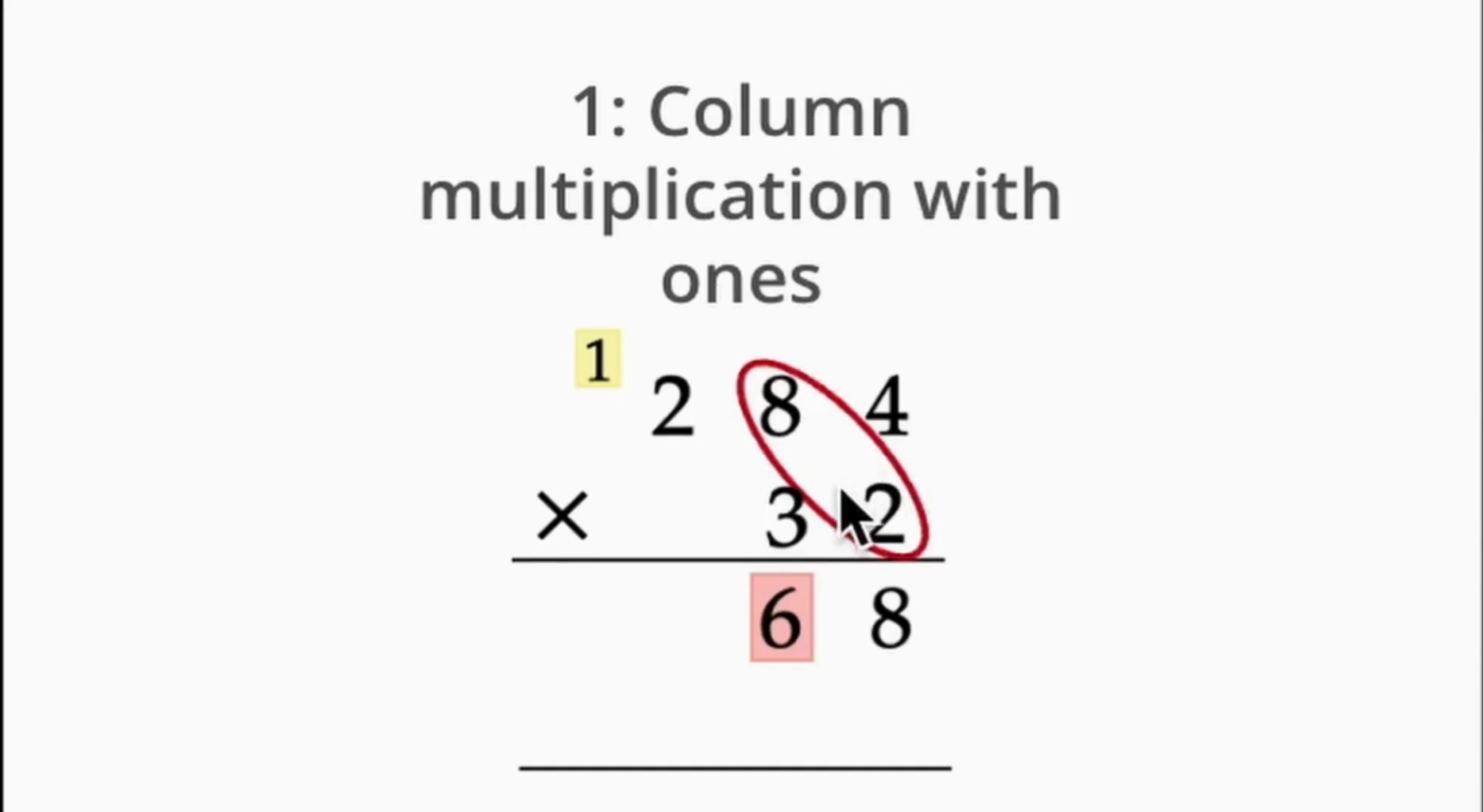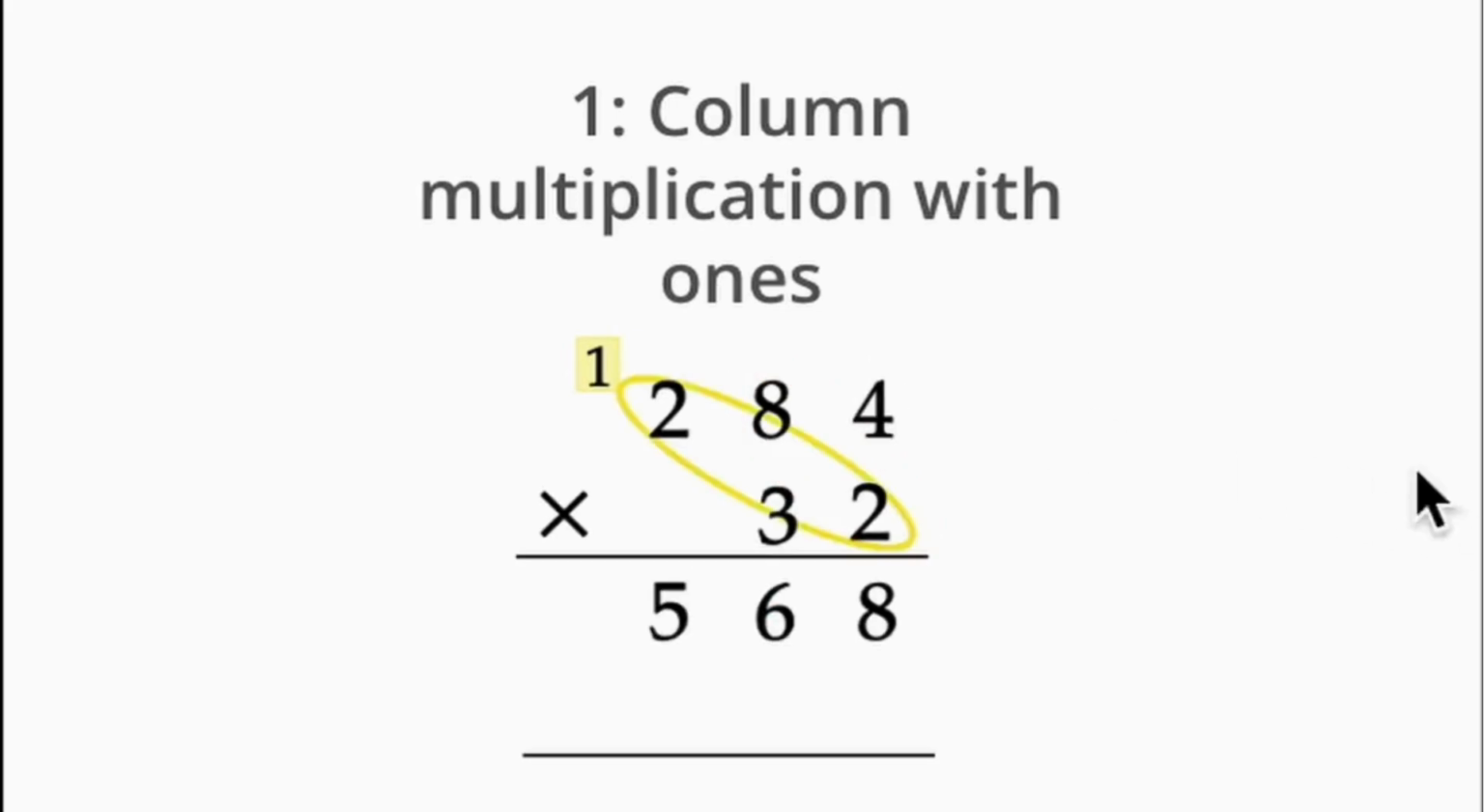Next, you times the ones value in the bottom row with the tens value in the top row. 2 times 8 is 16, so you place the 6 in the answer line and you carry the 1. Lastly, you multiply the ones value in the bottom row with the hundreds value in the top row. 2 times 2 equals 4. You add the carried 1 to give 5, so you write down 568.